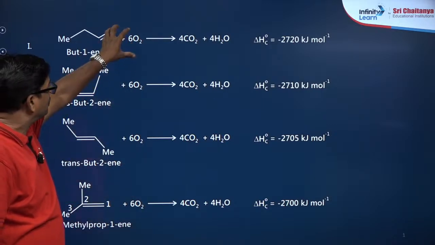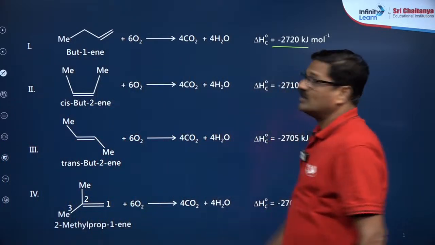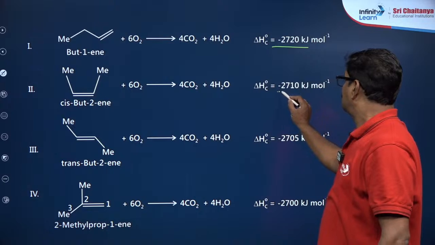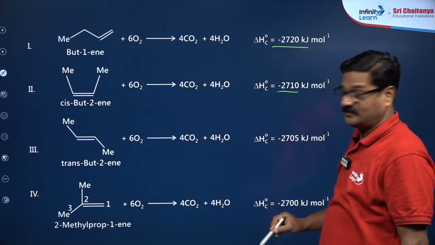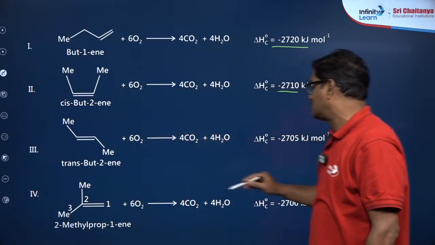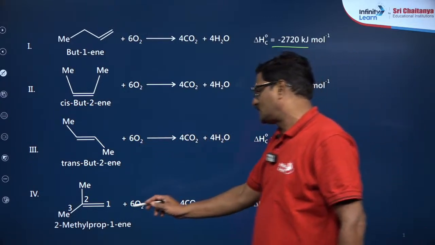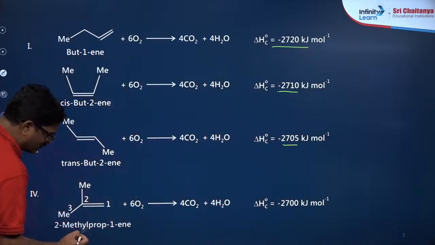But-1-ene, when you go for combustion, it is going to give you 2720 kilojoules, and cis-but-2-ene minus 2710. Look at the magnitude, don't look at the negative sign. And trans-but-2-ene 2705, and this is 2-methylprop-1-ene. It is also called isobutylene.